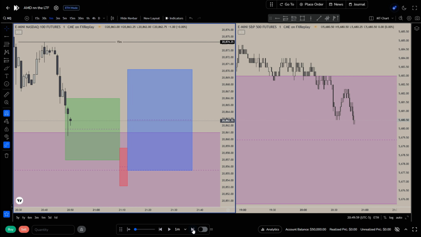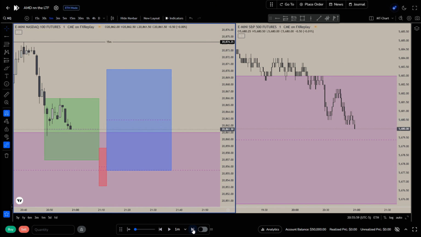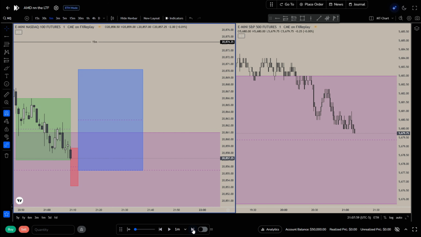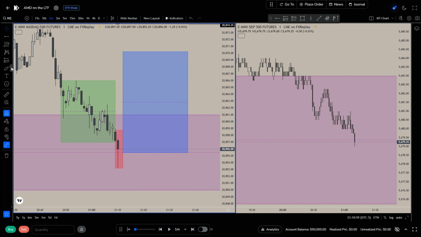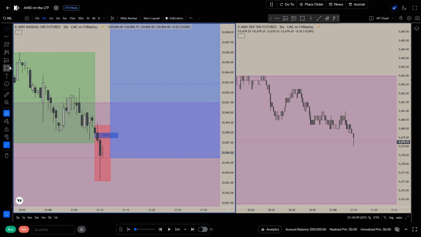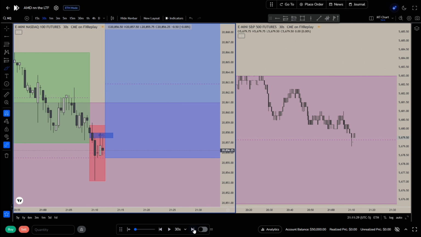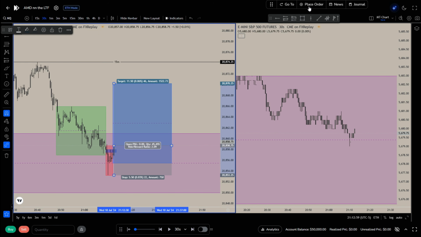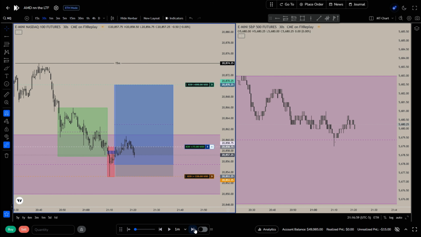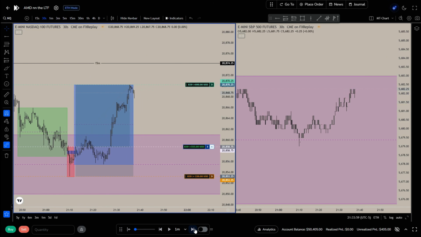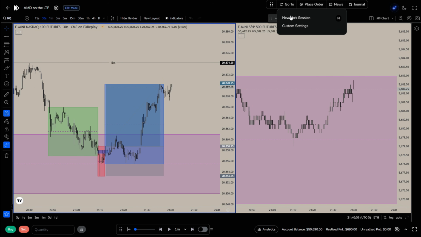So if we go back in time, we can see that we accumulate right now, then we get our internal sweep down here, where we can then scale down and find a fair value gap that we can inverse and wait for that gap to inverse, as we do right now. Then we enter our long position and see our trade play out very beautifully. Let's try and find one more example where we actually use this concept before entering in our trade.